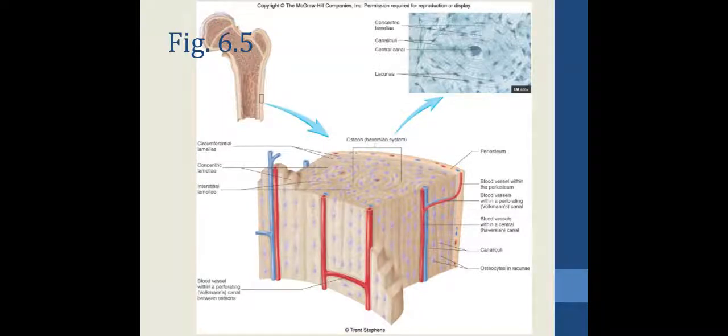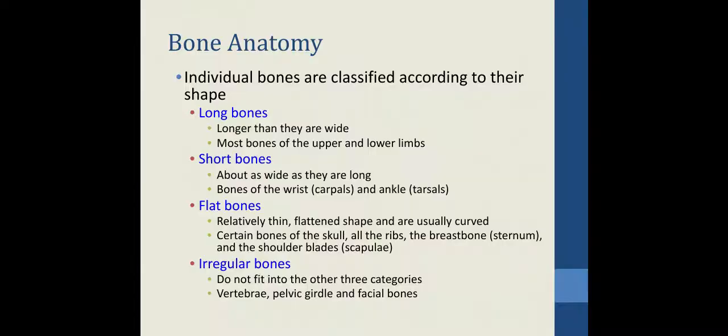But there are videos and a lot of good information in your textbook as well and on the McGraw-Hill Connect Plus site. So if you need more, please spend some time with this diagram or other diagrams to get that down. It is just a lot of new vocabulary, and vocabulary that is redundant. Things like Haversian canal and central canal are the same thing. It's just two words to mean the exact same thing, which makes things clear as mud.